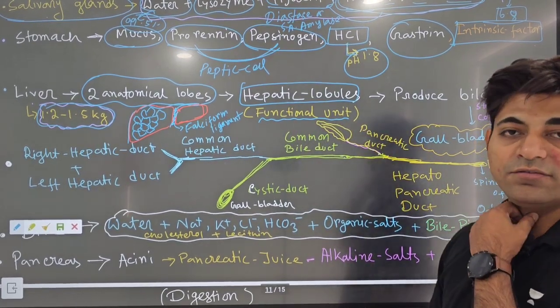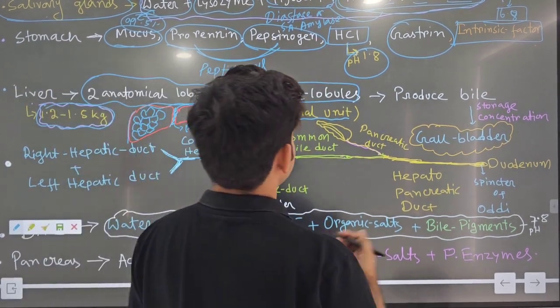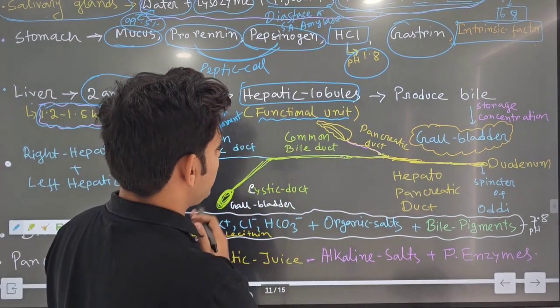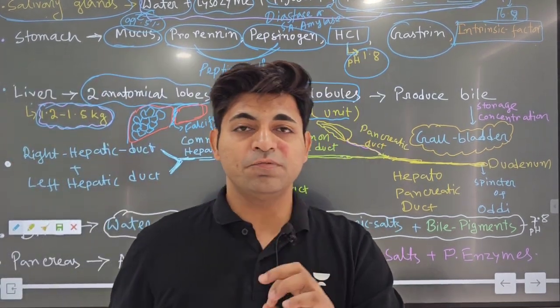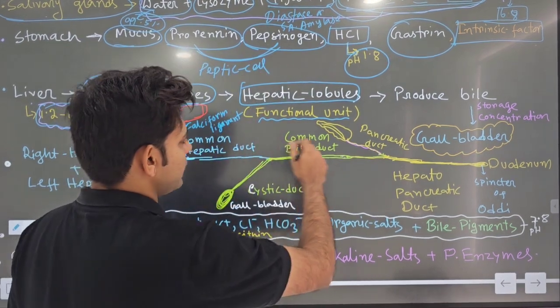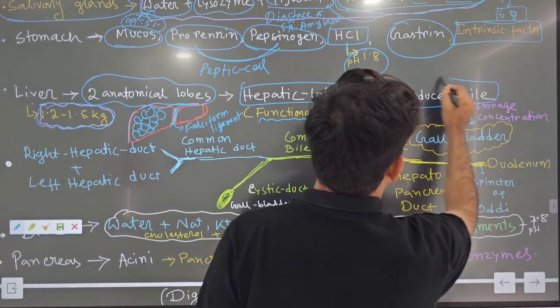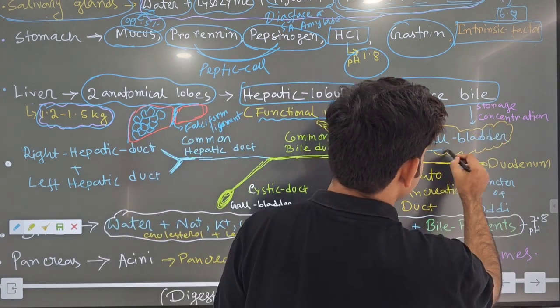These are made up of hepatocyte cells. In hepatic lobules you will find hepatocyte cells, and you will find Kupffer cells, which are a kind of phagocytic cell. This hepatic lobule will be producing bile or bile juice, and this bile juice will be stored in the gallbladder.